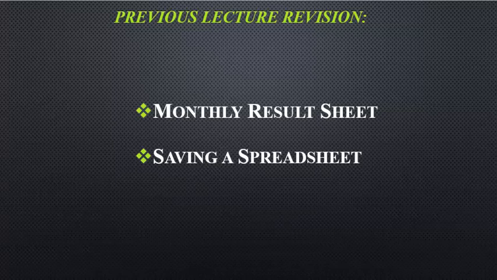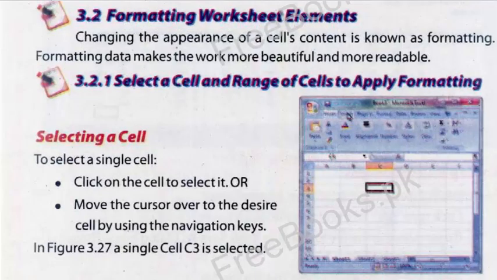And creating the monthly result sheet, we created a monthly result sheet in which we added roll number, subject and total marks, and in the end we added percentage. Now today we are going to study formatting worksheet elements.